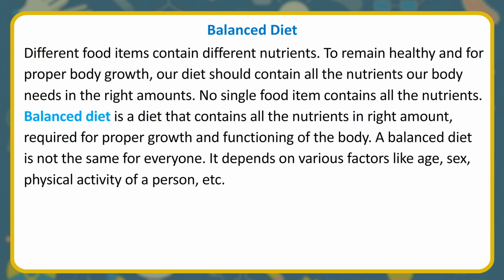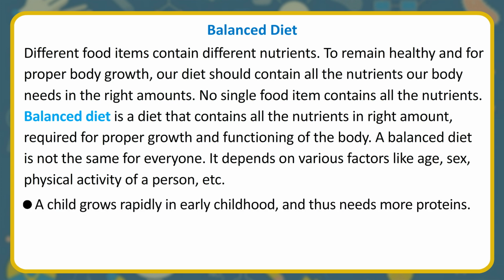Balanced diet. Different food items contain different nutrients. To remain healthy and for proper body growth, our diet should contain all the nutrients our body needs in the right amounts. No single food item contains all the nutrients. A balanced diet is a diet that contains all the nutrients in the right amount, required for proper growth and functioning of the body. A balanced diet is not the same for everyone. It depends on various factors like age, sex, physical activity of a person, etc.